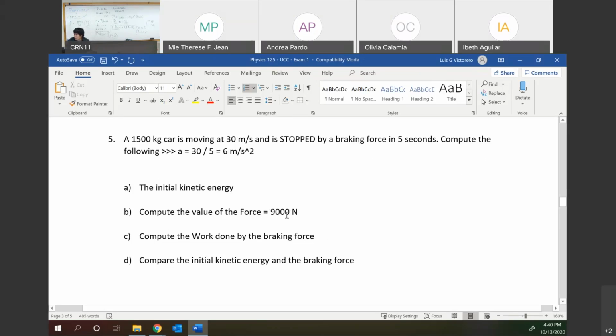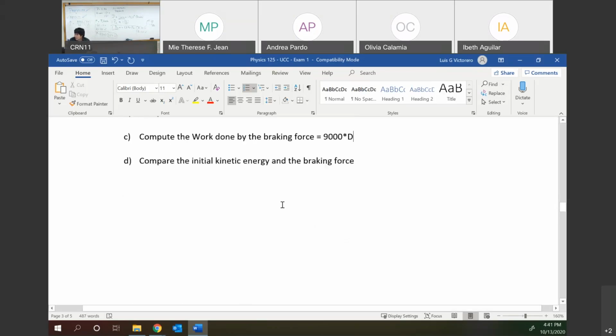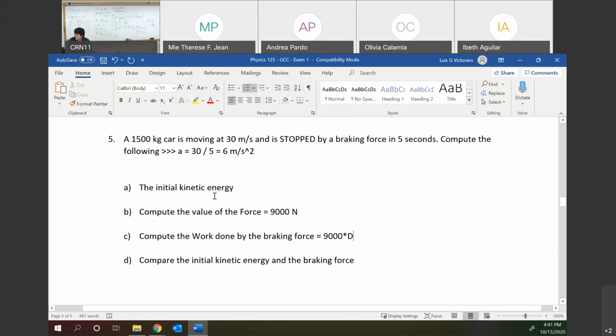The work done by this force, you had to do exactly the same: 9,000 times distance. And the distance, you had to use kinematics for that. By the way, they were the same. The initial kinetic energy was the same as the value of the work done by the force. So the work done by the force has to be enough to stop the car. And if the car has some energy, you need to do enough work to hold the energy there. That's it.